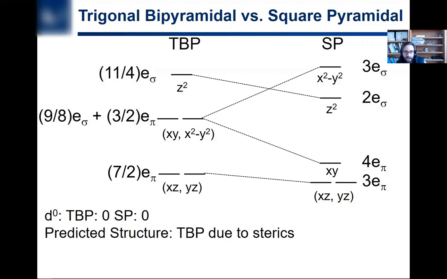And you're not really a d complex here, a transition metal complex, because you're d0, so d electrons are not involved. So you're back to s and p orbitals making the difference, which is back to VSEPR, which is TBP. Okay, so TBP for d0.